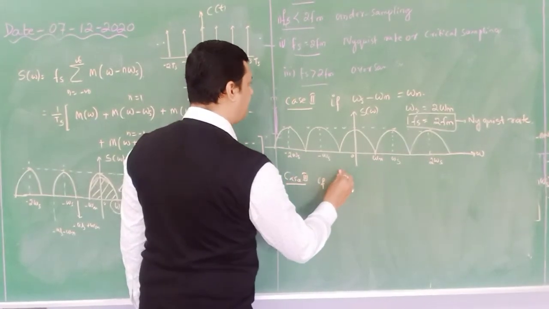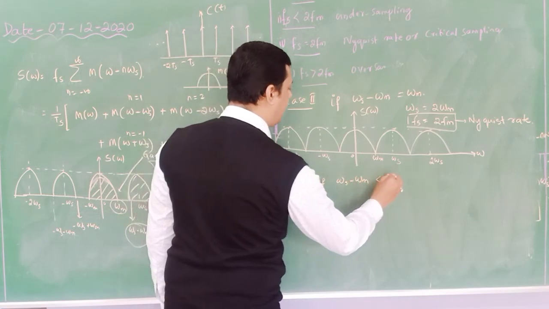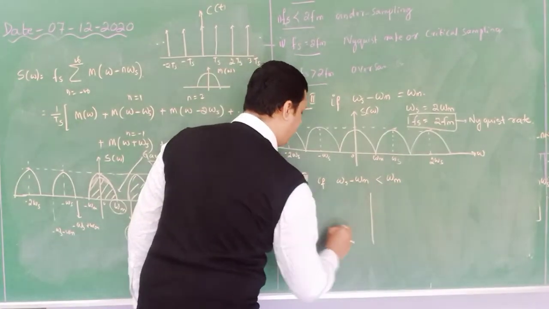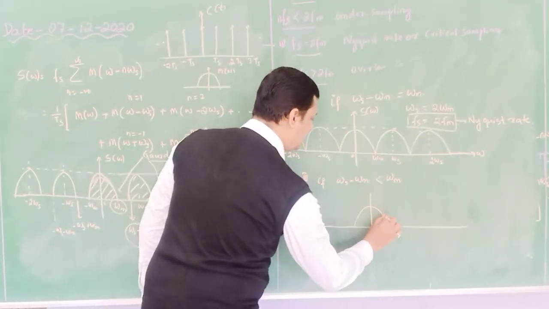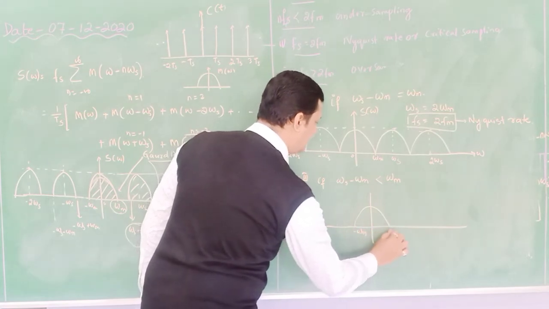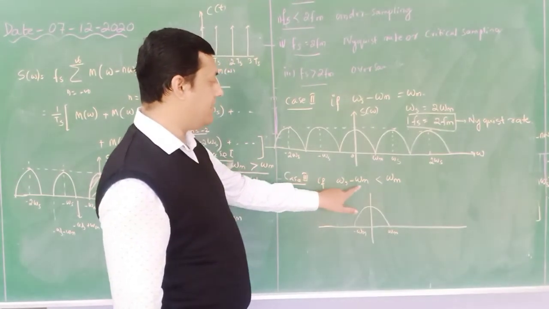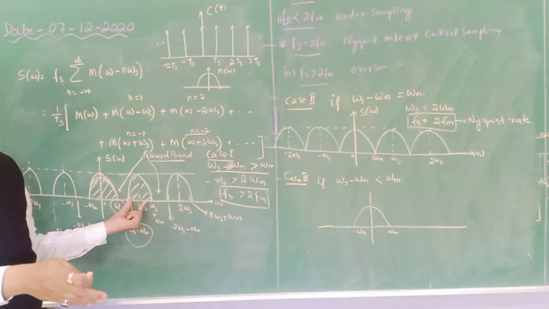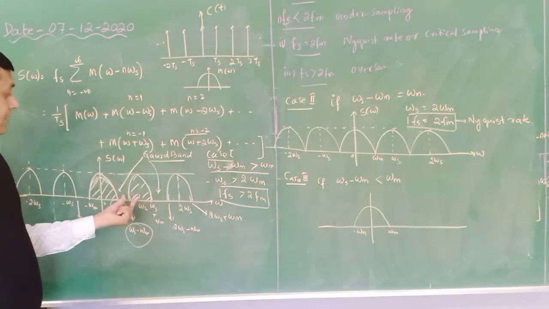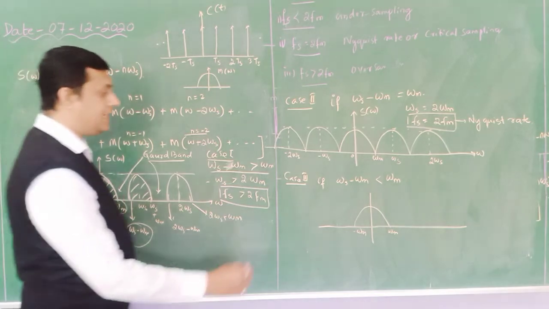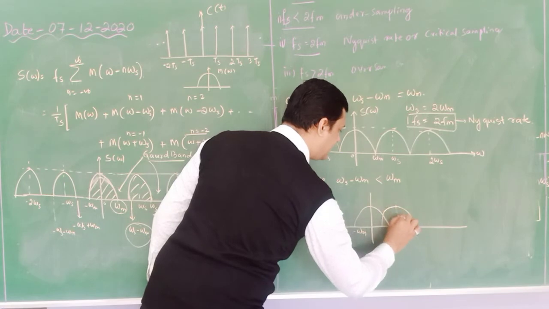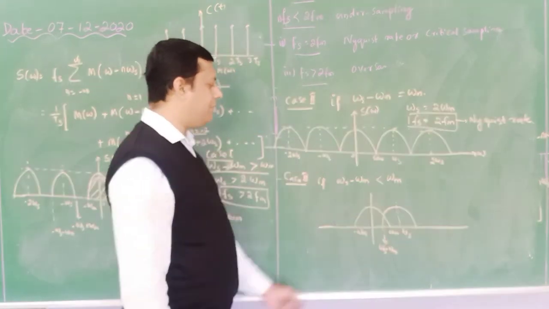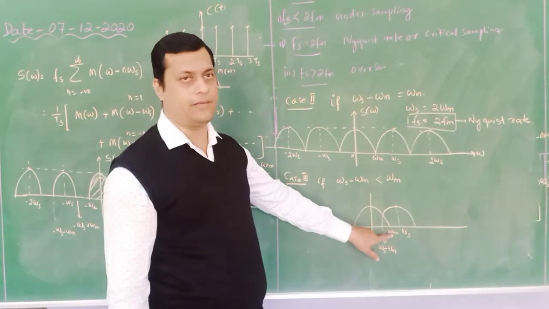case 3 means omega s minus omega m is less than omega m. Now what is this called? This indicates my waveform. Suppose this is omega m, this is minus omega m and this is omega m. Now omega s minus omega m is less than omega m. That means the next sample, which is omega s, identified at the time period ts, will start before the previous one ends, because only then can I represent it. So this is omega s and this is omega s minus omega m. Only then will it justify that omega s minus omega m is less than omega m for this particular case.